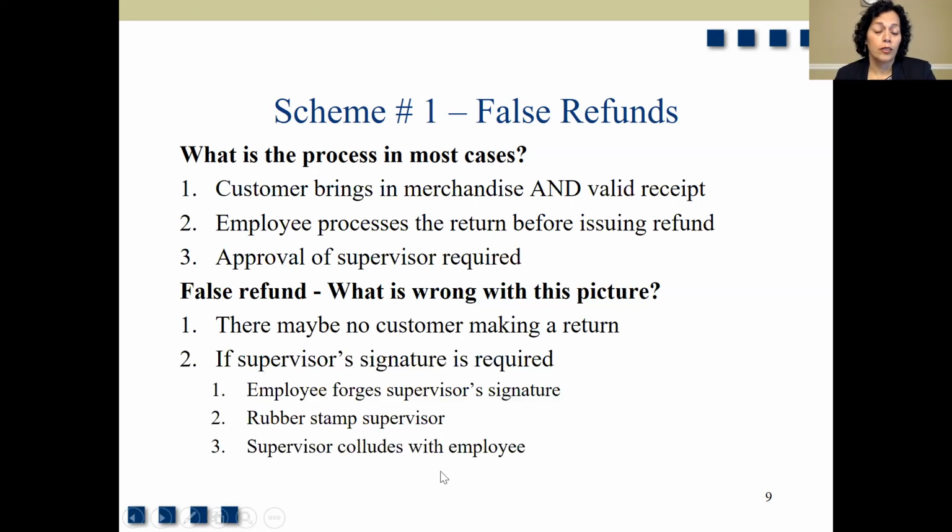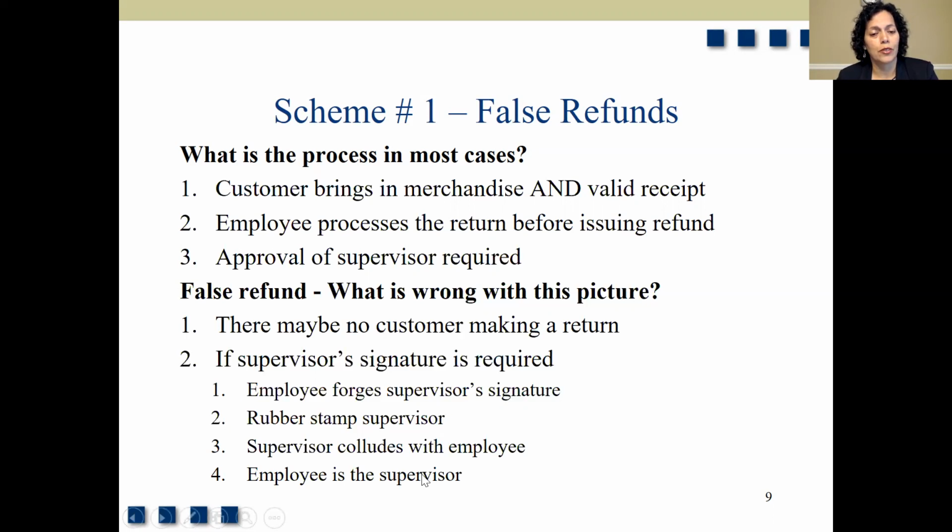The supervisor colludes with the employee. Well, that's even worse, which means it's an inside job. The supervisor and I are doing this together. And of course, the worst situation is if I am the supervisor. I don't need anyone else's signature. It's my signature that processes the return.